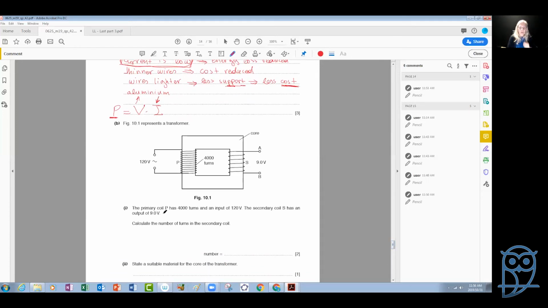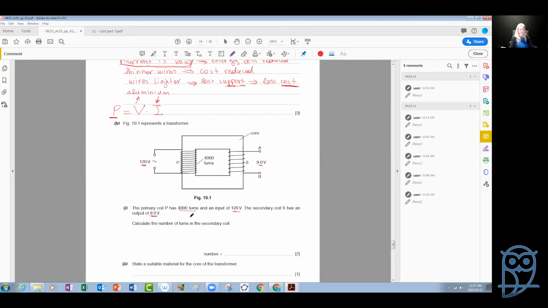The primary coil has 4,000 turns, and an input of 120 volts. So here is our input voltage. The secondary coil has an output of 9 volts. They give us the output, they don't tell us how many turns. Calculate the number of turns in the secondary coil, as we would expect, because they don't give us the number of turns.